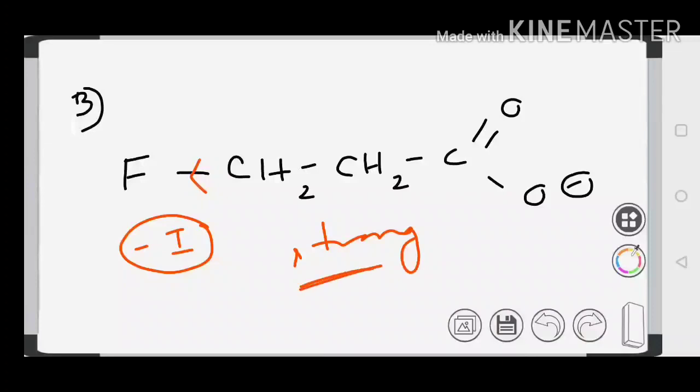It's very strong actually, minus I effect, but it's not the withdrawal of electron, it's the dragging of electron. So minus I is always less than minus M, or minus R you can say. Let us see the next option.